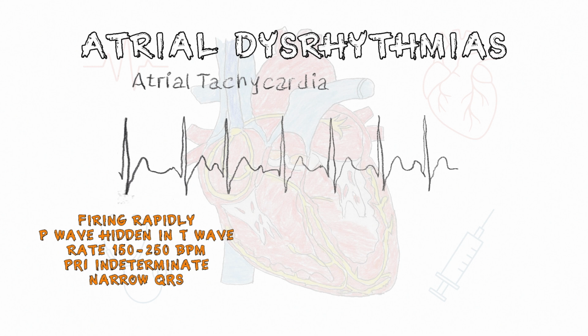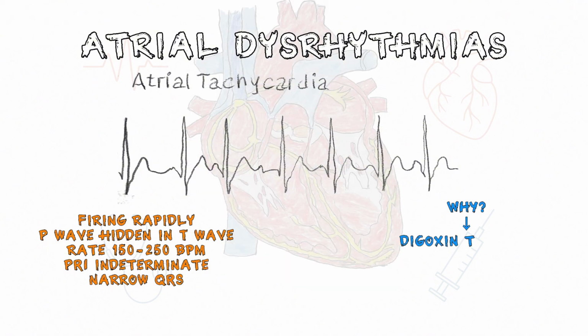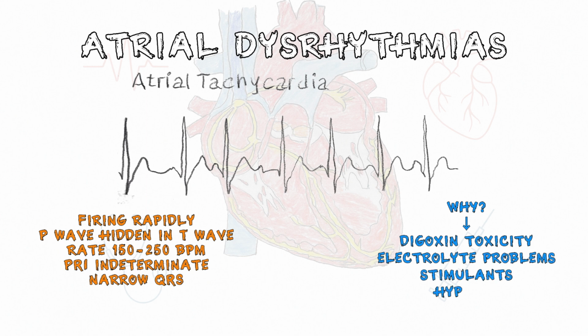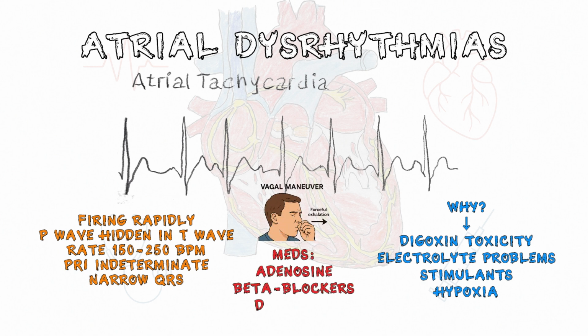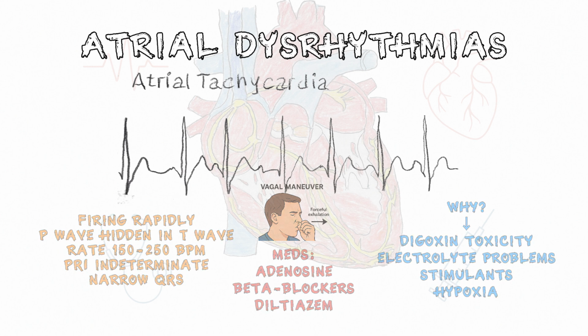Atrial tachycardia reduces cardiac output because the atria cannot contribute effectively to ventricular filling. Common causes include digoxin toxicity, electrolyte disturbances, stimulants, and hypoxia. Treatments include vagal maneuvers, adenosine, beta blockers, and diltiazem.